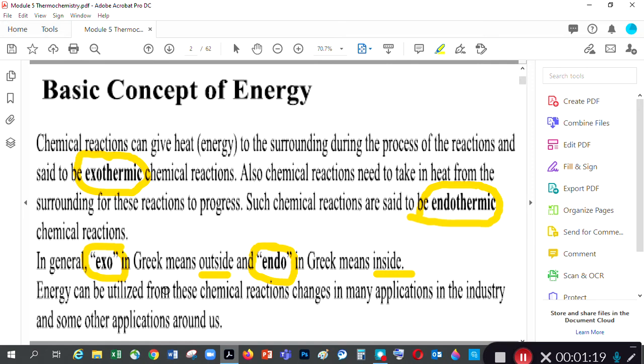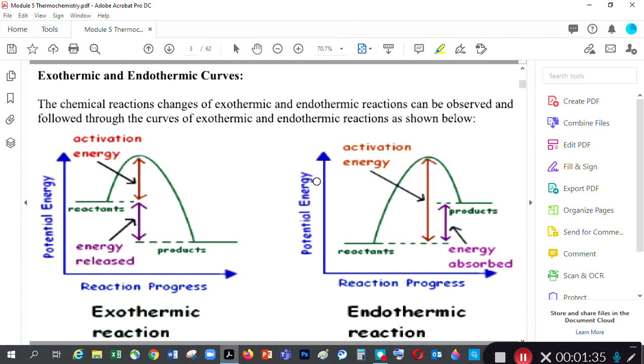The energy from these two types of chemical reaction, exothermic or endothermic, can be utilized in many applications in industry and other applications surrounding us. Now let's look at the curves of exothermic and endothermic reactions. There's a unique difference between the exothermic curve and the endothermic curve.